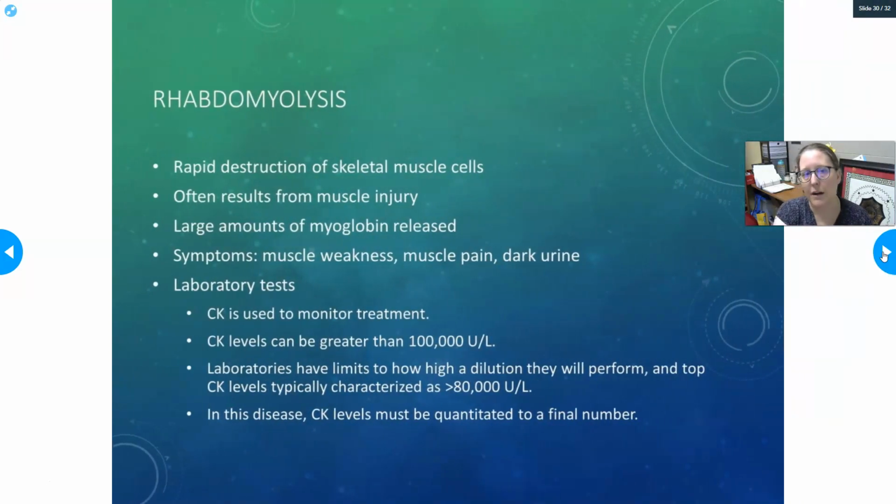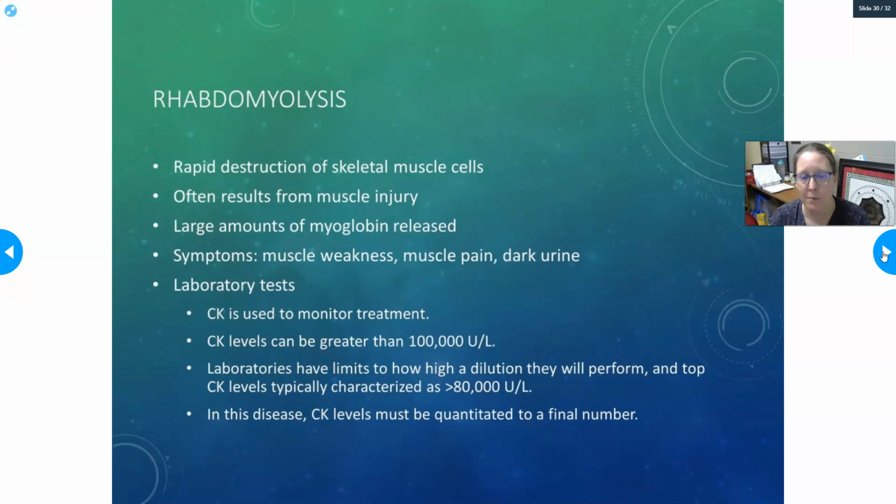Now, next we have rhabdomyolysis. So this is the rapid destruction of skeletal muscle cells, which often results from muscle injury. So this actually applies to our case. The case that was presented was a case of rhabdomyolysis because of a crush injury. So this can be due to trauma. Crush injury can be due to cold injury, but there are so many different causes for rhabdo that it would be a really long list to list all of them. Just know that a massive muscle injury can definitely cause it.